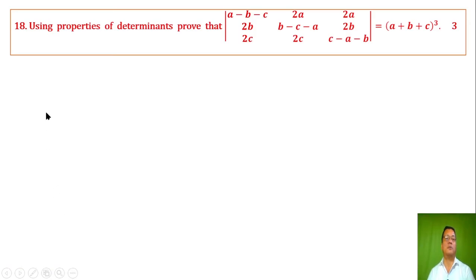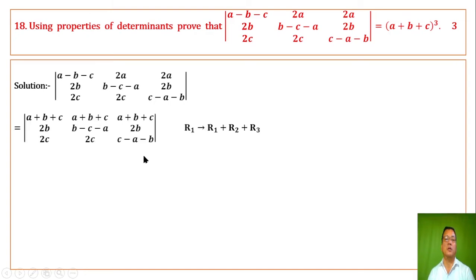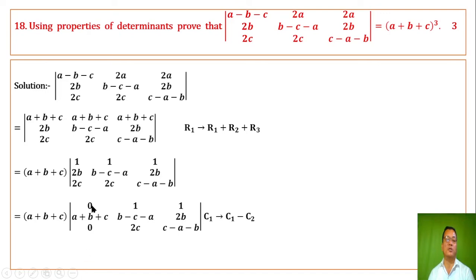Question number 18. Using properties of determinants, prove that the value of this determinant is a plus b plus c whole cube. 3 marks. Here this. New row 1 becomes, by adding row 1 plus row 2 plus row 3, we get this. Taking out a plus b plus c from first row, we get this. And subtracting first column by second column, we get new first column, which has 2 zeros. Therefore, we have to expand in this column, having maximum zeros. Expanding in first column, we get this. And simplifying, a plus b plus c whole cube.